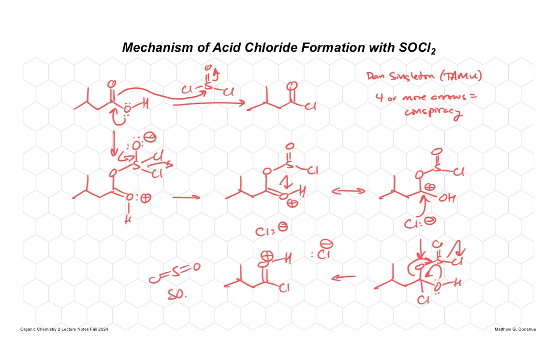so that loses SO2 gas. That's what's corrosive. You form Cl minus. That does the proton transfer, and that gets you your acid chloride. So a little bit different mechanism than what we're used to seeing, but really what you need to know is an acid plus thionyl chloride gives you the acid chloride.